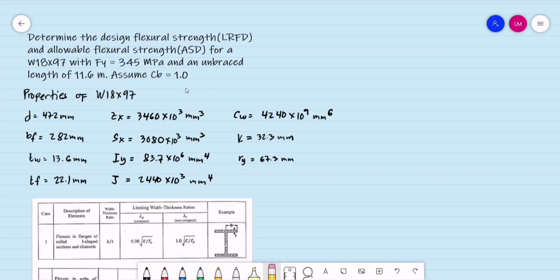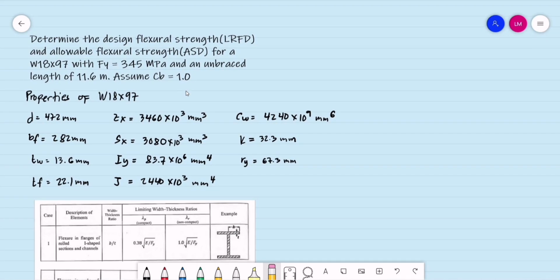Hi, good day. So let's have another example for the design and analysis of flexural members for a steel design. Determine the design flexural strength LRFD and allowable flexural strength ASD for a W18 by 97 with Fy equal to 345 megapascals and an unbraced length of 11.6 meters. Assume C sub B is equal to 1.0.